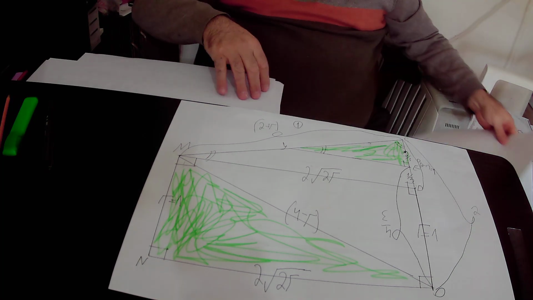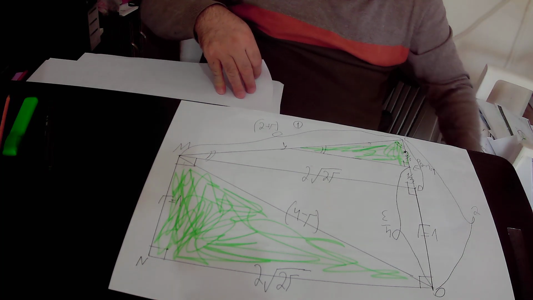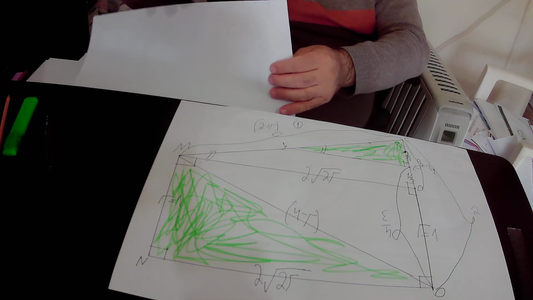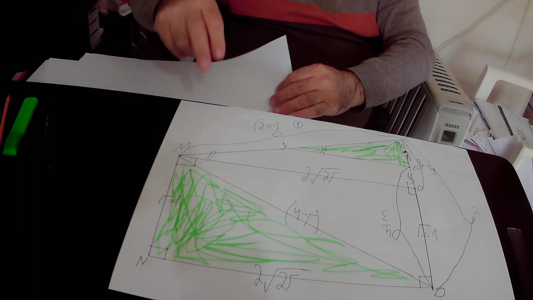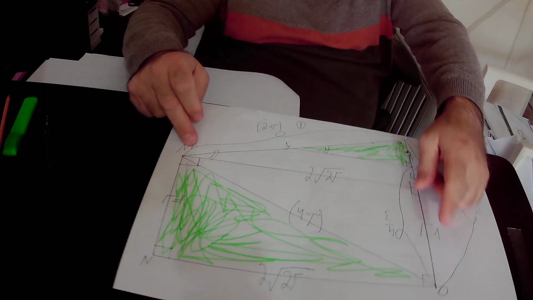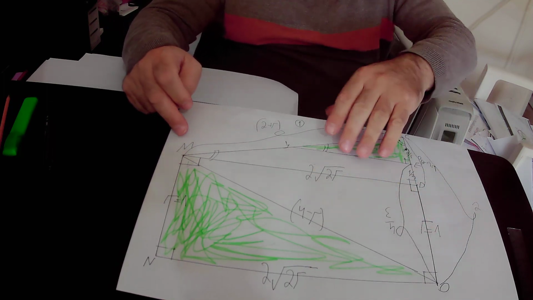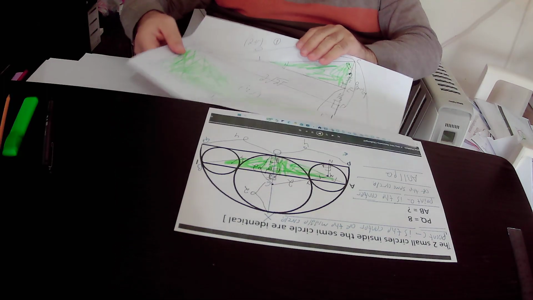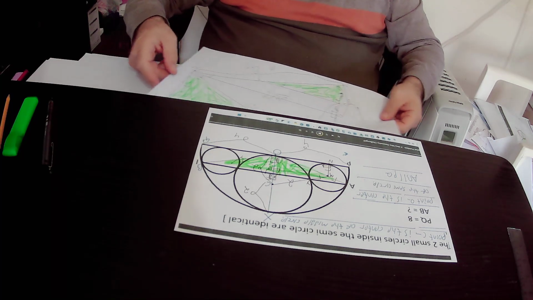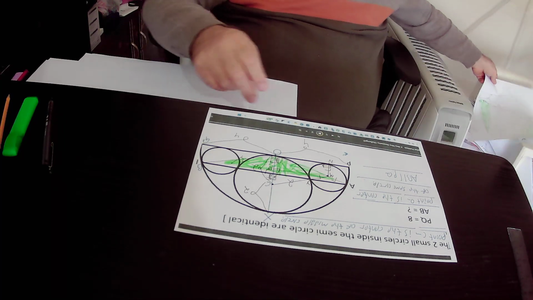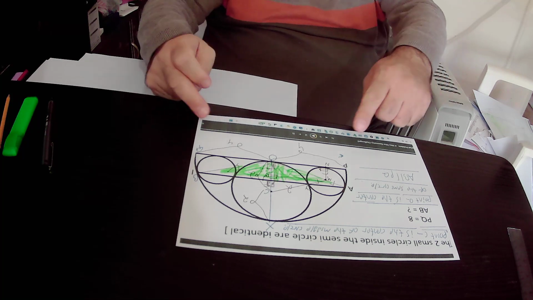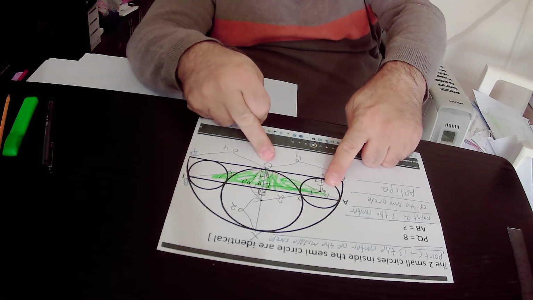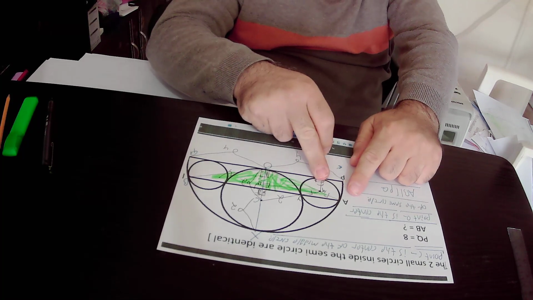Then we connected together points M and O by a straight line, and we found out the value of MO. What is the value of MO? Here we connected together points M and O by a straight line, and we also connected together points M and A by a straight line.